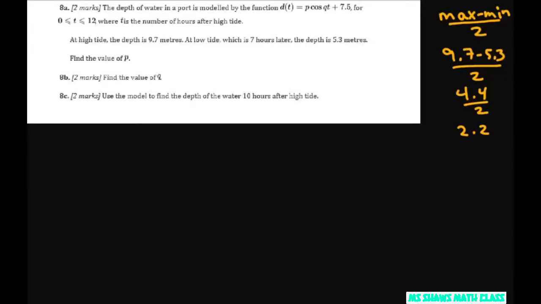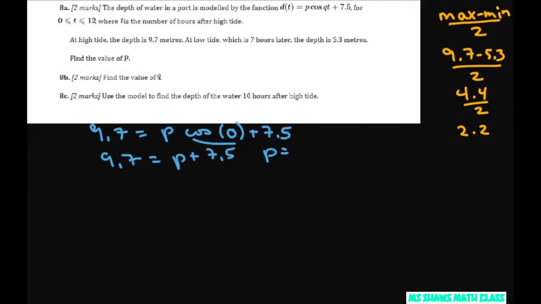Another way to do it is to plug in 9.7. So you could say 9.7 equals P cosine of 0 plus 7.5. And then cosine of 0 is 1. So you get 9.7 equals P plus 7.5. So P would give you 2.2. So this is your P, 2.2. Either way is fine.